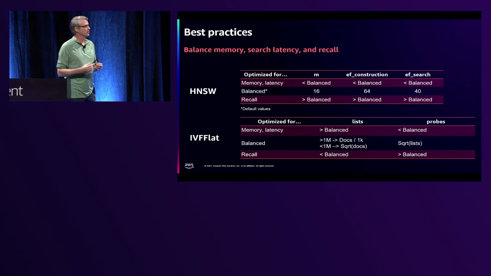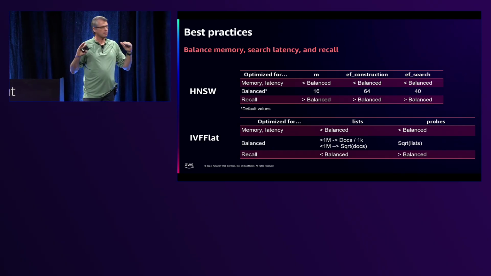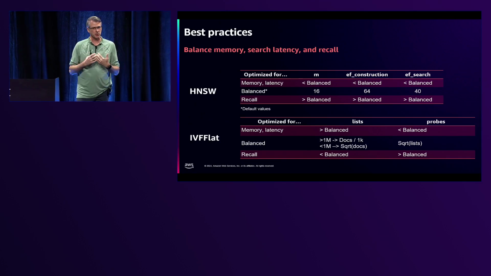So if we start with HNSW and start in the middle there, balanced. These are default values. If you don't specify M or EF construction when you create your index, these are the values that will be used. So 16 for M, so 16 connections, and 64 for EF construction, meaning we'll consider 64 neighbors in this index. Now, for HNSW, before I go any further, start with balanced. Start with the defaults. If that gives you what you need, great. There's no need to go higher or lower. You could probably stick with that.